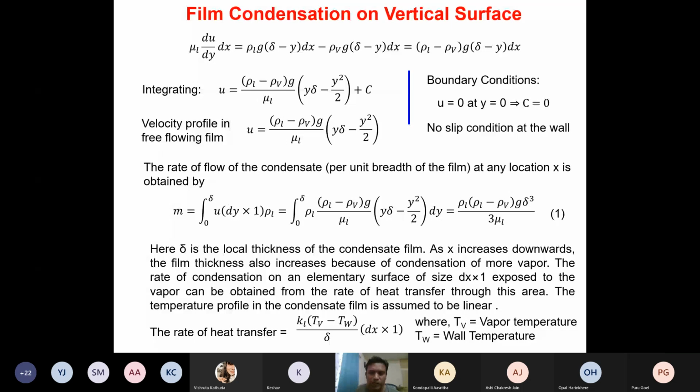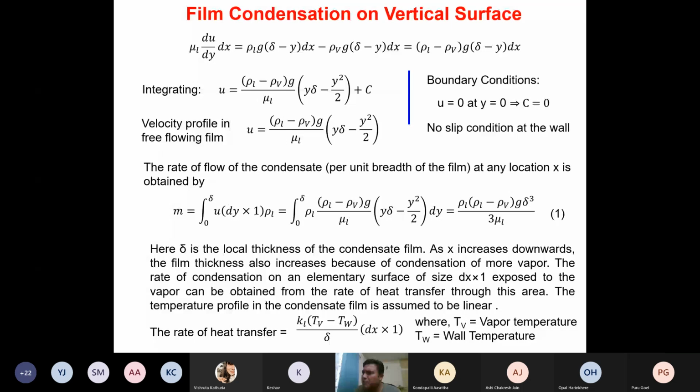Okay. So the rate of heat transfer will be given as K, that is the thermal conductivity of the liquid, into Tv minus Tw, that is the temperature difference, divided by delta. So this entire thing is coming from Fourier law of heat conduction multiplied by area. So area in this is going to be dx into 1. And now this is the rate of heat transfer. Now rate of heat transfer, that is the amount of heat transferred from the vapor to the cooler surface, isn't it? Between the cooler surface and the vapor.